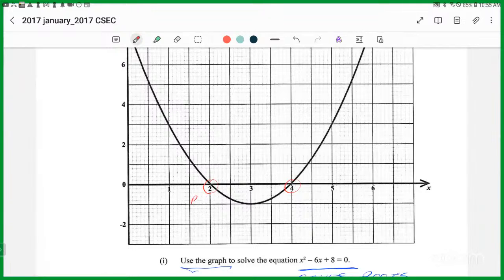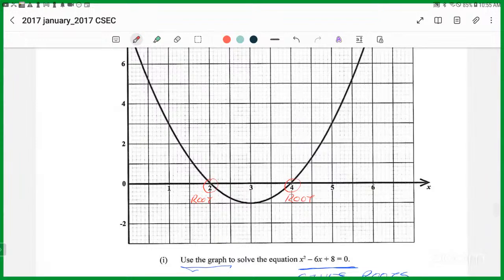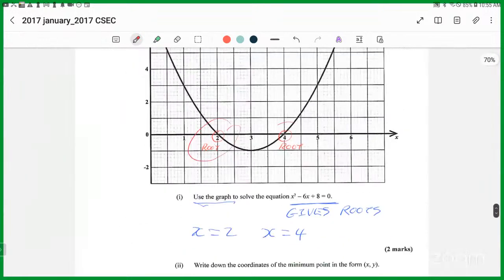I'm going to say roots. But the question says use the graph, so this is my showing how I use the graph. Now when you solve the equation related to the function graph, you're finding the roots. All right, so this equation gives you the roots.